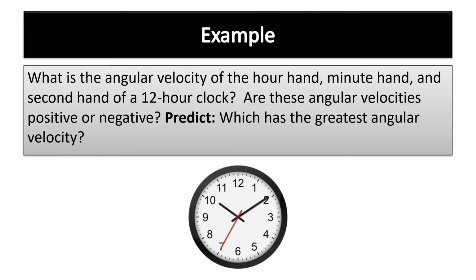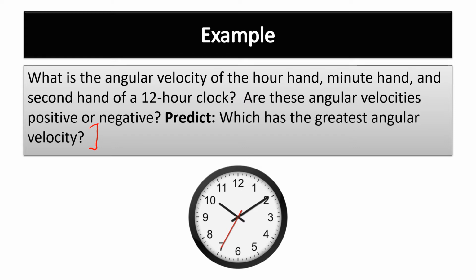It says, what is the angular velocity of the hour hand, minute hand, and second hand of a 12-hour clock? Yesterday we did the angular displacement in a 24-hour period, how many rotations in a 24-hour period pretty much. But now we're just talking about what is the angular velocity? Are these angular velocities positive or negative? And predict which has the greatest angular velocity. So pause the video and see if you can answer these two questions right away.